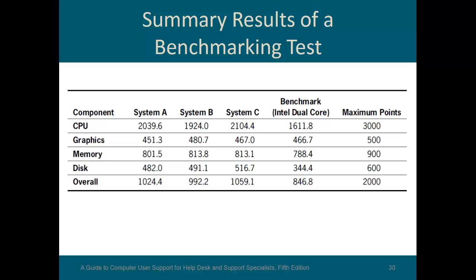Summary results of a benchmarking test. You can see various different pieces of hardware tested: CPU, graphics, memory, disk, and overall. And then the benchmarks between the different computers and the maximum amount of points that help you determine which product you should get.